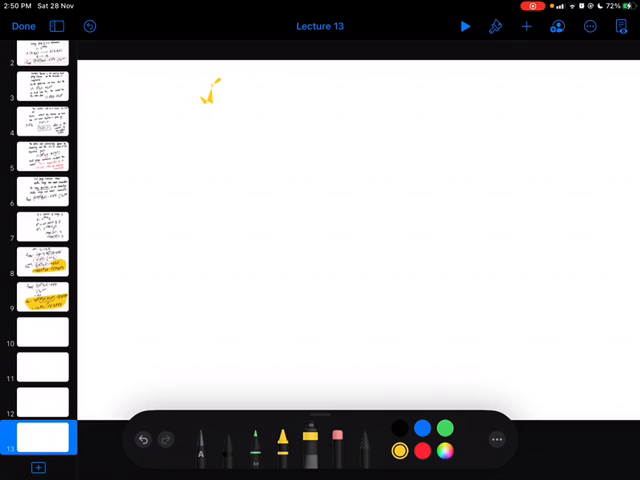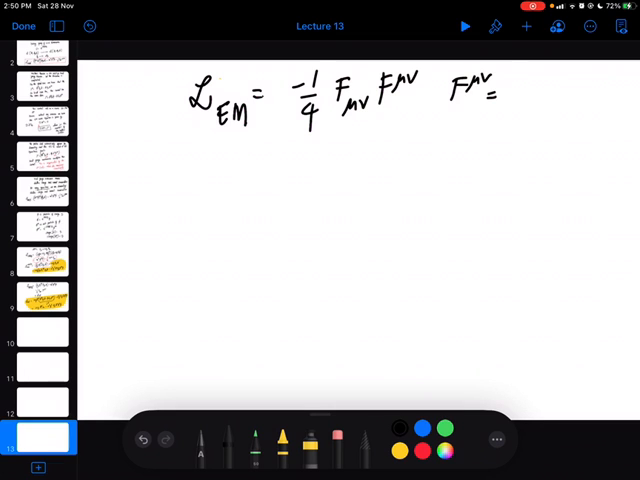The Lagrangian of electromagnetic theory is the same as the Lagrangian of the photons. So this L_EM is minus 1/4 F_{μν}F^{μν}, where F_{μν}, I'll write it down for you again, is ∂_μ A_ν minus ∂_ν A_μ. Now this gives you the Euler-Lagrange equations of motion as box A_μ is equal to 0 for the free case.